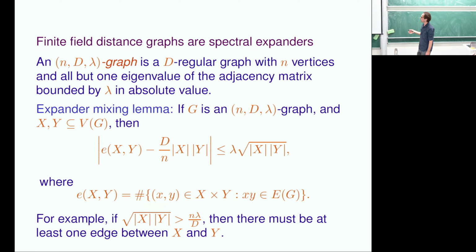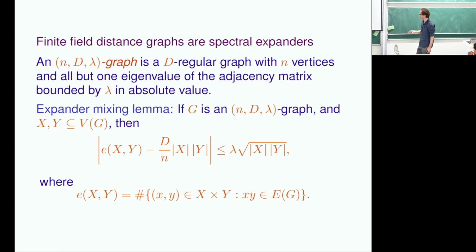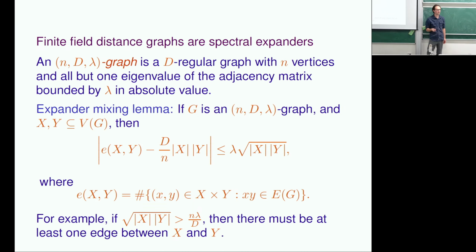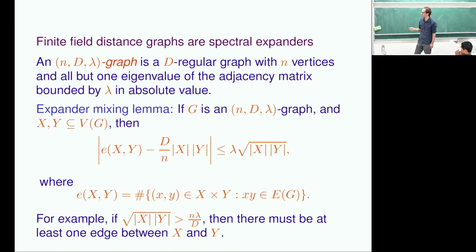I assume probably most people here are familiar with ND lambda graphs and the expander mixing lemma. It just says that if lambda is small, ND lambda graphs are very good expanders, in the sense that for any pair of sets, the number of edges between them is roughly the expected number if the sets are large. So the previous statement that I just wrote down about the size of the largest stable set of an ND lambda graph is just a special case of the expander mixing lemma where you take X and Y to be the same set of vertices.